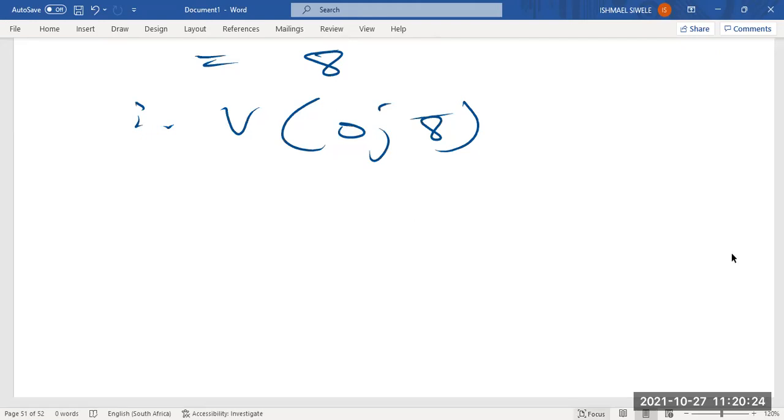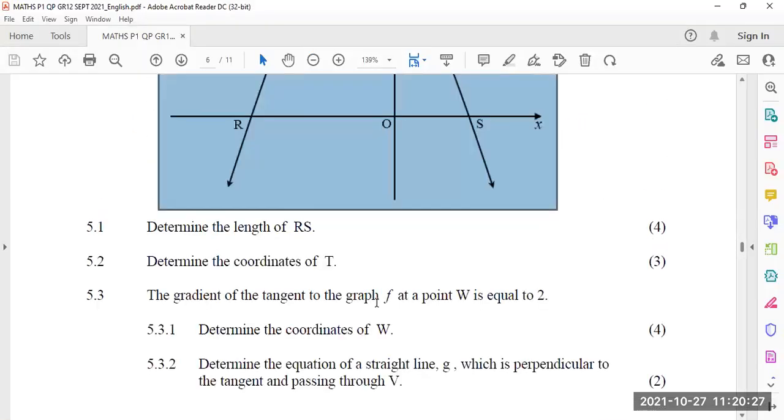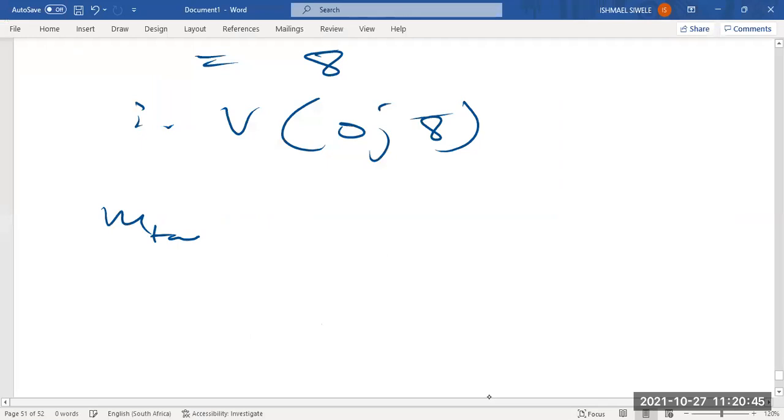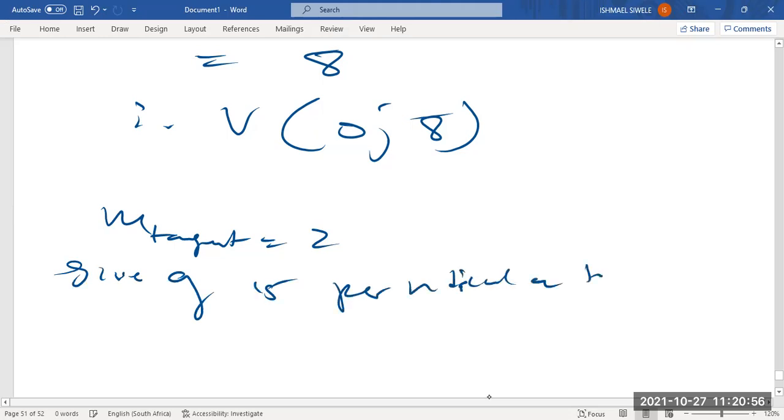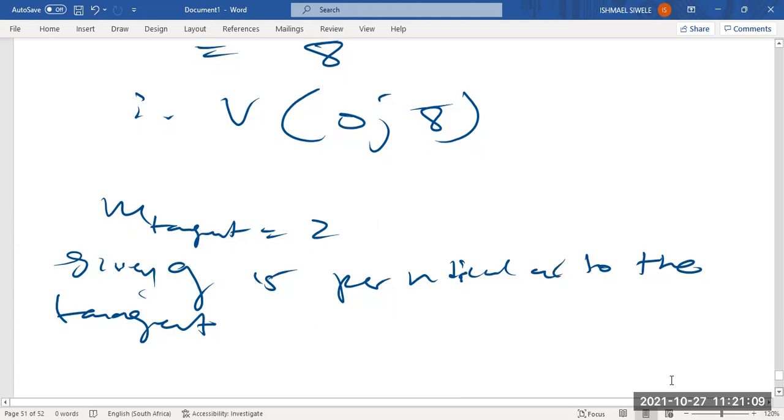the other calculation that is required of us. What are they saying? The gradient of the tangent, so it's these two, right? And then they're saying determine the equation of a straight line G, which is perpendicular to a tangent. So if the gradient of the tangent, if M tangent is equal to 2, and given that G is perpendicular to the tangent, this is what I do when I become lazy to write. But you see what I wrote there, it's perpendicular to the tangent. So given that, what does that mean?